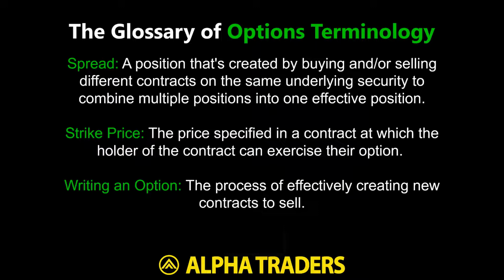Spread. So spread is a position that's created by buying and or selling different contracts on the same underlying security to combine multiple positions into one effective position. So you could do credit spreads, you could do debit spreads, you could do vertical spreads, you can do calendar spreads. I mean, there's a lot of different spreads out there. There's a lot of different ways to trade options. In the next video, we are going to talk about just the bread and butter, calls and puts. However, there are many different strategies, and spread, you almost want to say, is a strategy, or at least an umbrella strategy.